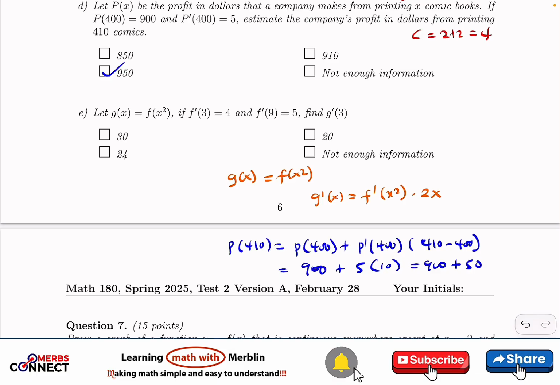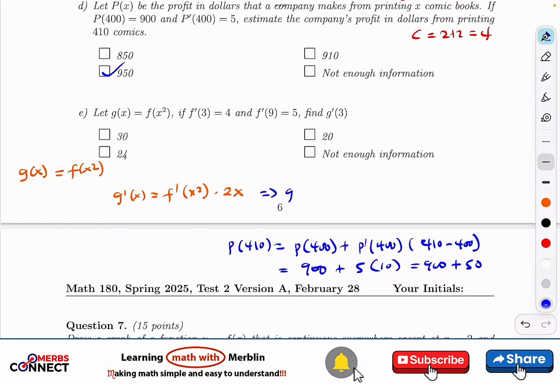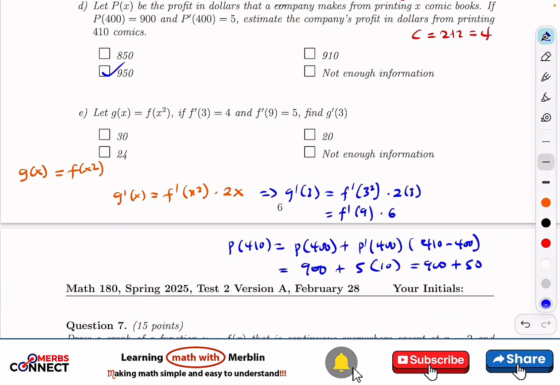We are going to have g prime of 3 to be equal to f prime of 3 squared times 2 times 3. So f prime of 3 squared is f prime of 9 times 6. Now what is f prime of 9? f prime of 9 is 5. So we are going to have 5 times 6, and this is equal to 30. So we are going to have 30 here for our answer.